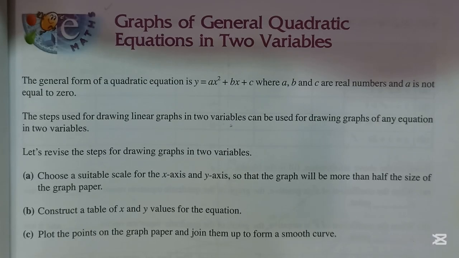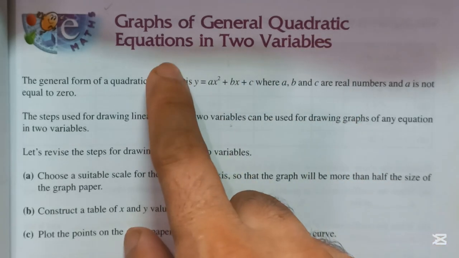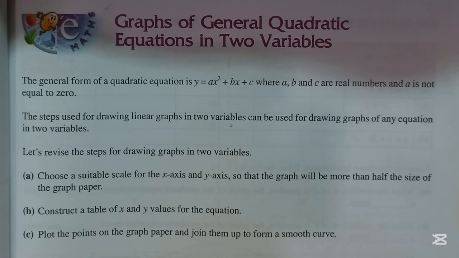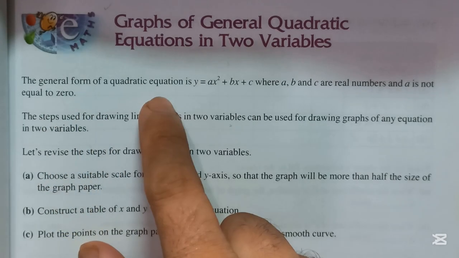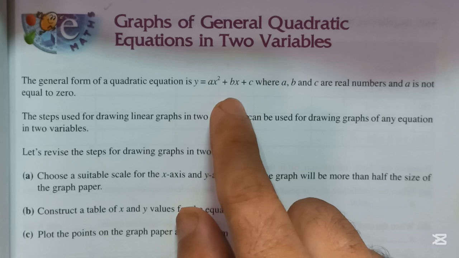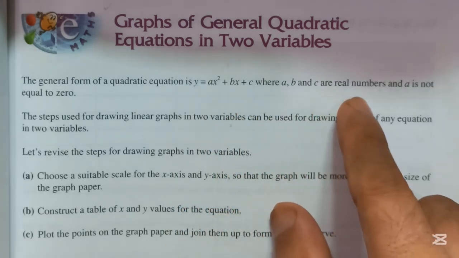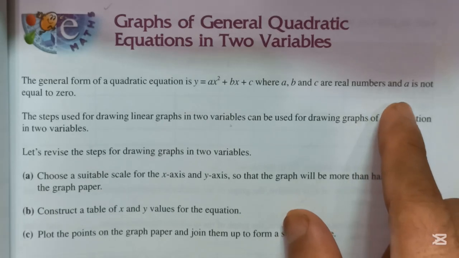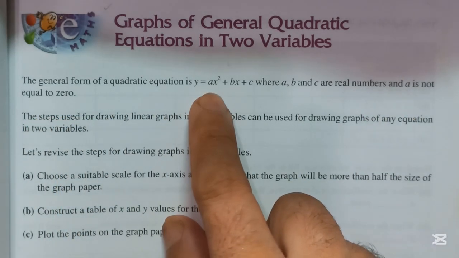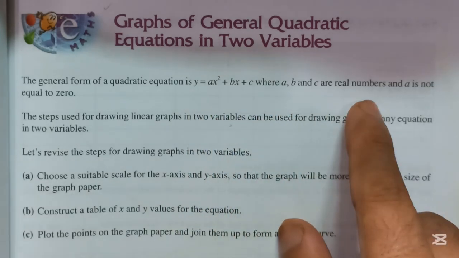The next thing that we are going to read is the graphs of the general quadratic equations in two variables. So concentrate yourself. Here are the concepts. The general form of the quadratic equation is y is equal to ax square plus bx plus c, where a, b and c are the real numbers and a is not equal to 0. So a will not equal 0. So this is the point, and a, b, c will be real numbers.